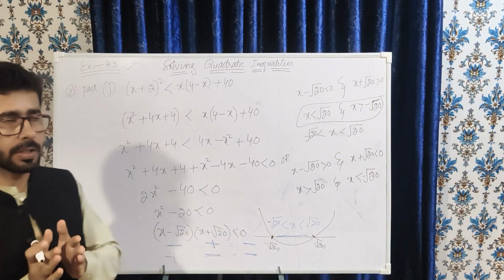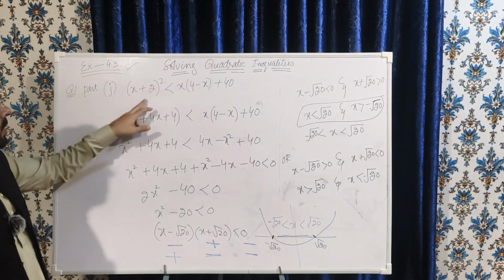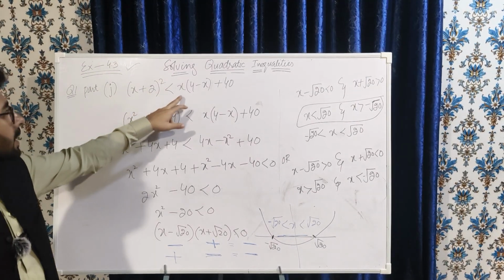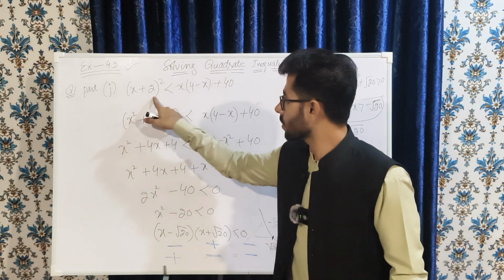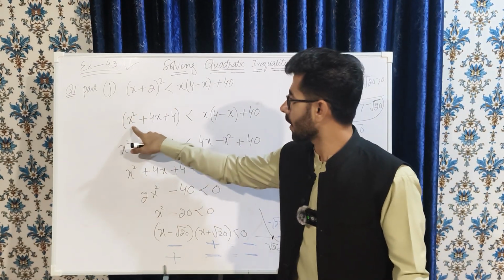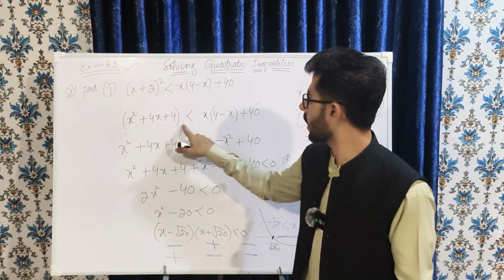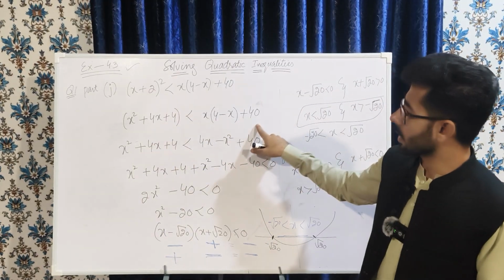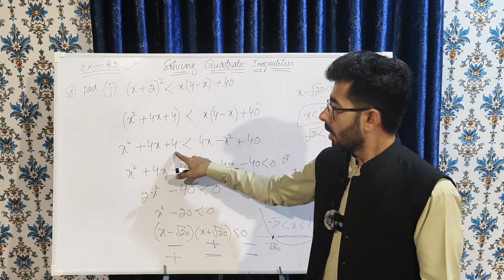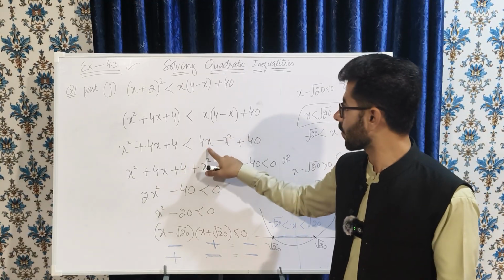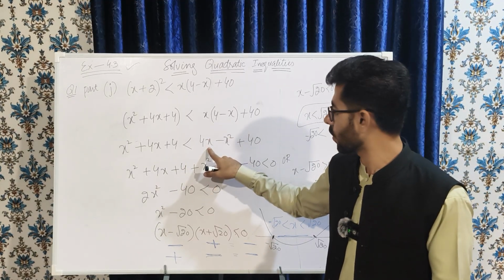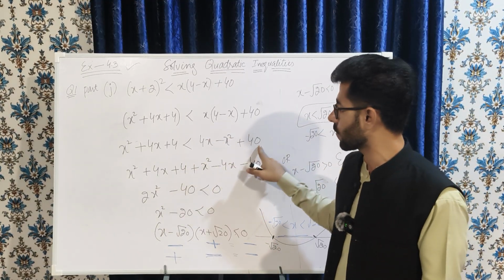Part J of the same question, we have x plus 2 whole squared less than x times 4 minus x plus 40. We simplify this completed square term, so we have x square plus 4x plus 4 less than the same thing on the right. We expand the part on the right. We have x times 4 is 4x minus x squared plus 40.